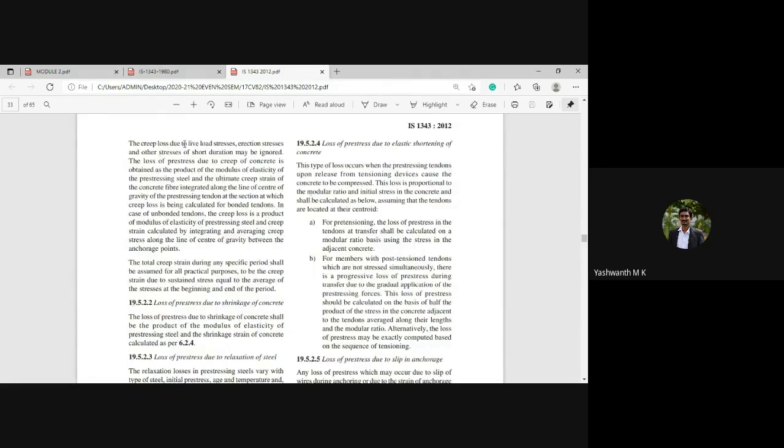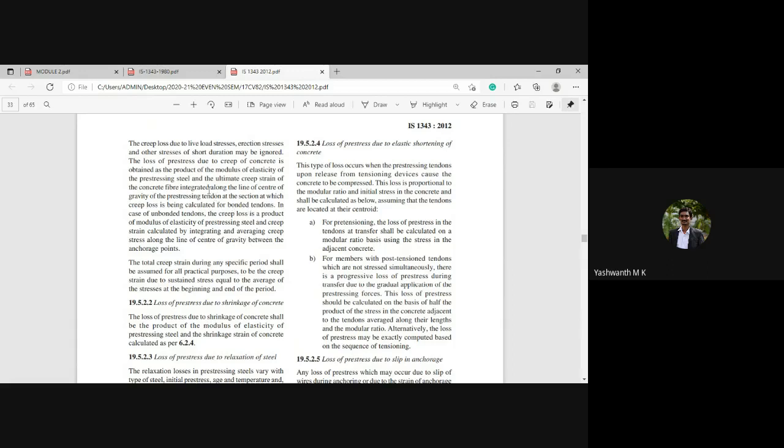Next, the creep loss due to live load stresses, erection stresses and other stresses of short duration may be ignored. The loss of pre-stress due to creep of concrete is obtained, so please note down, as the product of modulus of elasticity of pre-stressing steel, that is Es, and the ultimate creep strain of concrete, that is epsilon Cc, which we have discussed, of the concrete fiber integrated along the line of the center of gravity of the pre-stressing tendon at the section at which creep loss is being calculated.